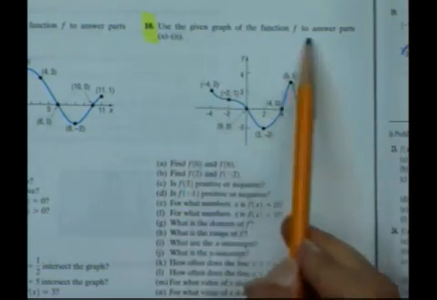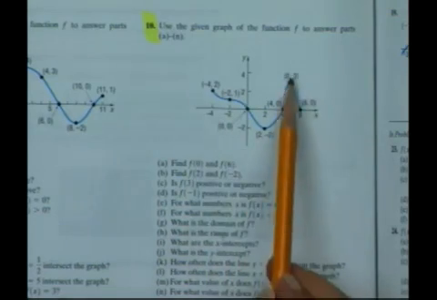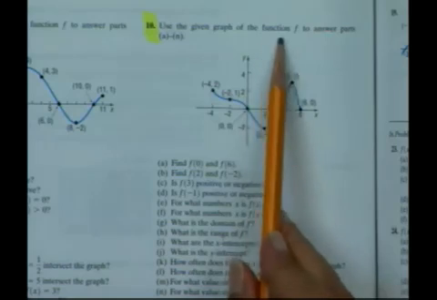All right, so in number 10, this is the graph of a function that's given. The graph of a function. How can I look at that and tell that's a function without them telling me?